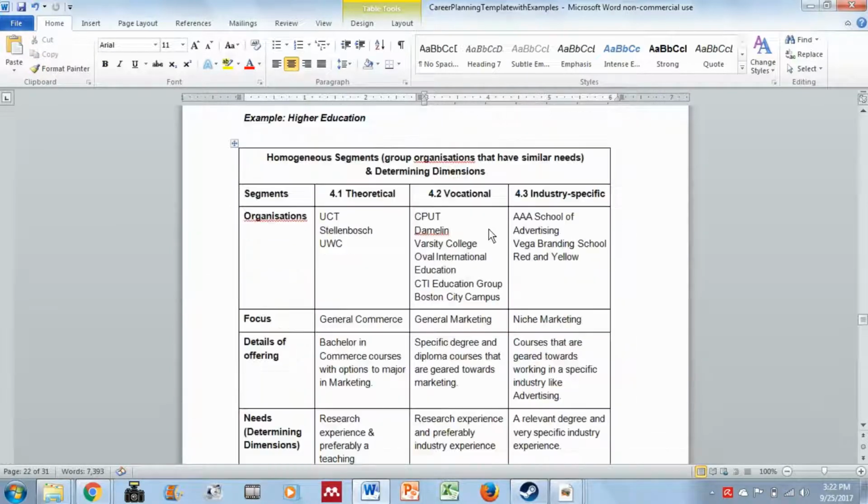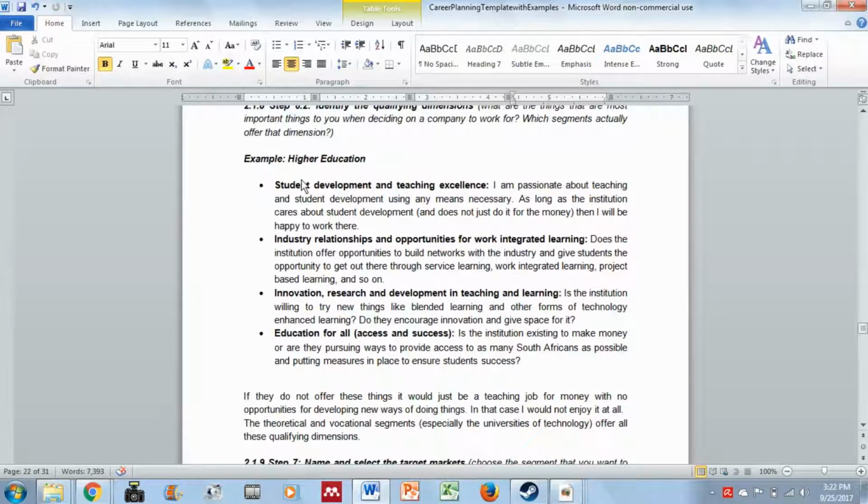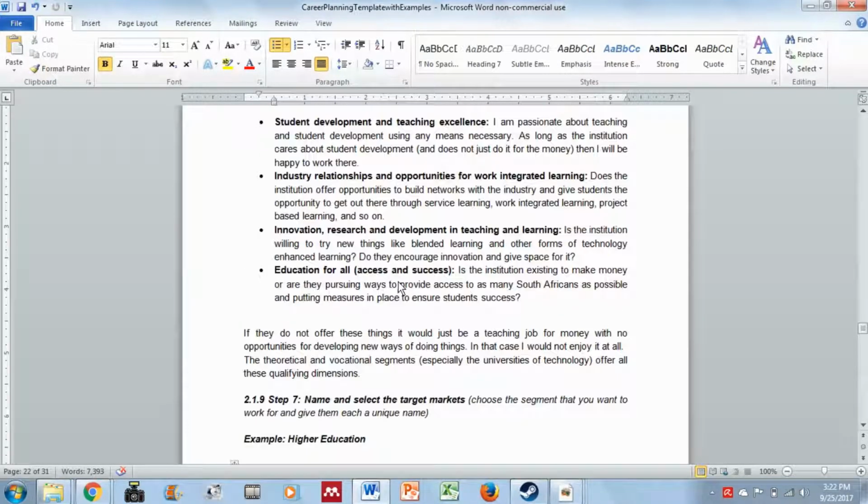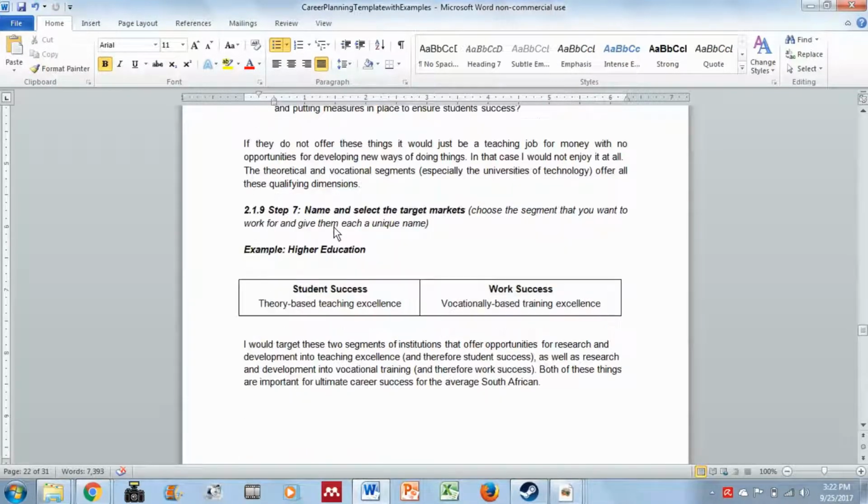I'm not going to target these ones because they don't really meet my qualifying dimensions. They don't offer education for all. They don't really focus on, okay, they do focus on industry relationships, and they certainly do focus on innovation, but not necessarily student development and teaching excellence or education for all. So that's why they didn't meet my criteria here.